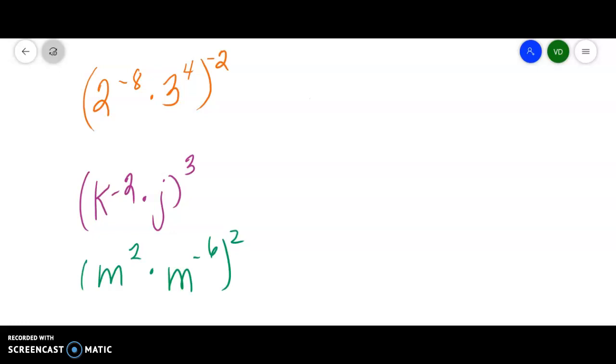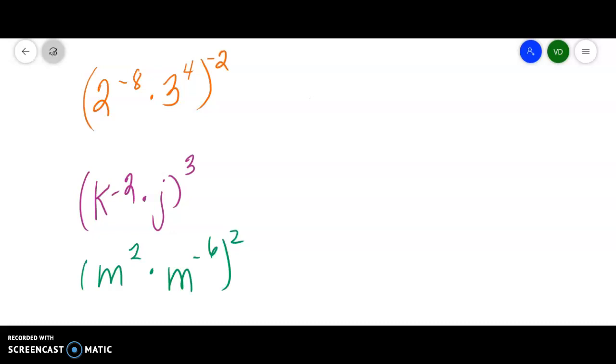Hey guys, I'm going to go over 6 problems that may help you with your Khan Academy assignments. These are when we are simplifying expressions using the laws of exponents, but when there are multiple properties involved.